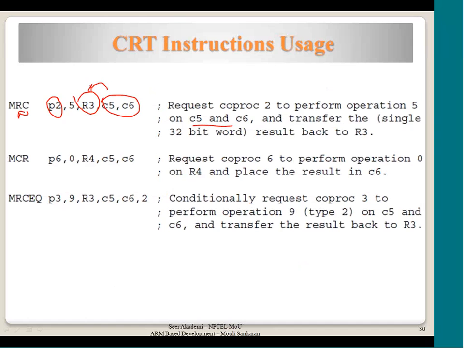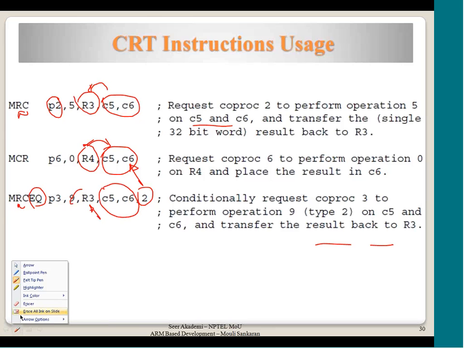Now what is MCR? Move R4 into this. Okay, and then use both operands to do some operation based on what value came into it, and then write into C6. Okay, so whatever value is read from R4, you do this. And then this is, if this condition is true, transfer the coprocessor to register. Okay, operation is 9, and then type is 2, and it is written into R3, and use both C5 and C6. Okay, and then transfer the value into R3. That's what each instruction means.